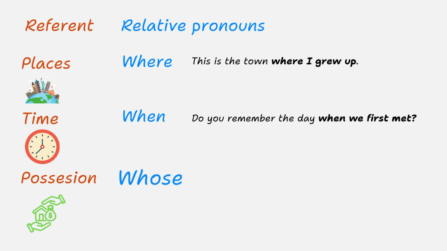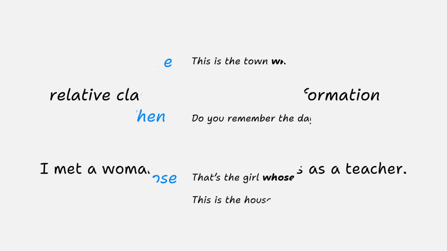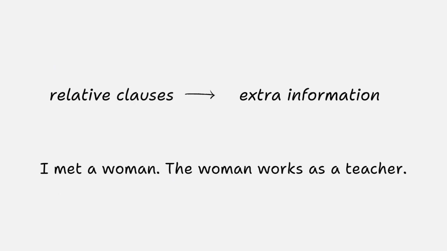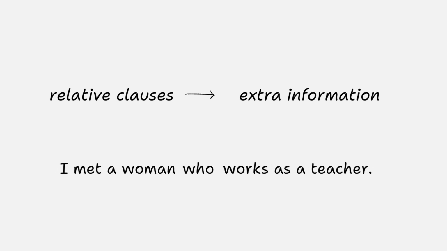And we use whose to show possession. For example, that's the girl whose dog ran away. This is the house whose roof was damaged. Using whose for things might seem unusual at first, but it's perfectly correct and avoids awkward sentences like, the house, the roof of which was damaged, needs repairs. So far, I have highlighted how relative clauses provide extra information and allow you to combine two sentences into one.